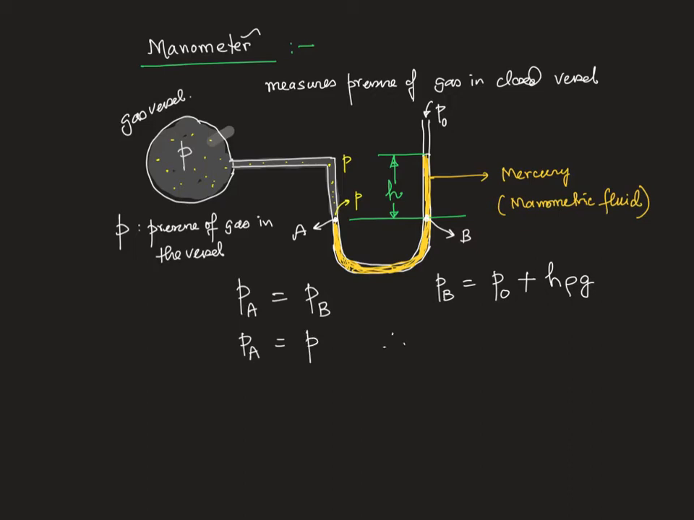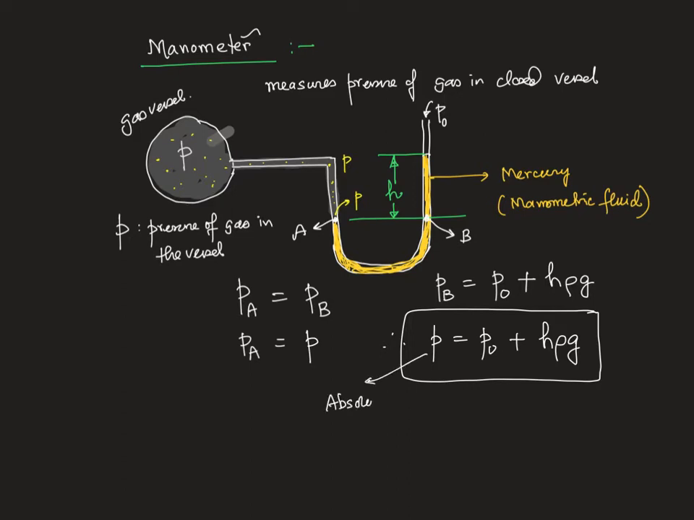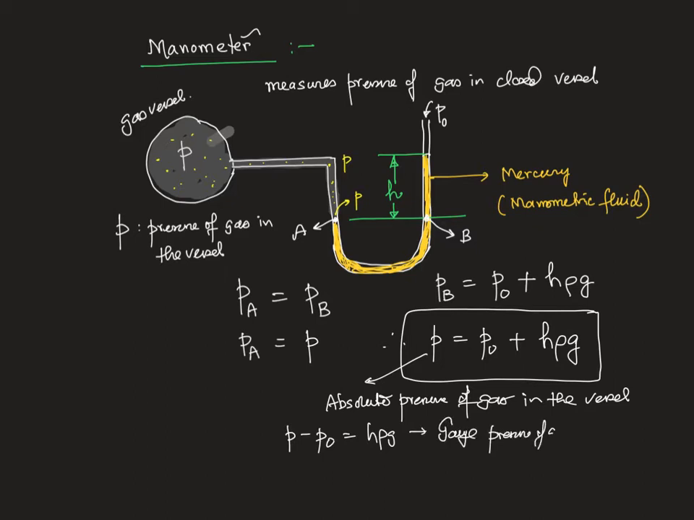So therefore you equate. P is equal to P0 plus H rho G. So P is the absolute pressure of the gas in the vessel, and H rho G is the gauge pressure. So absolute pressure minus P0 is equal to H rho G. This is the gauge pressure of the gas in the vessel.